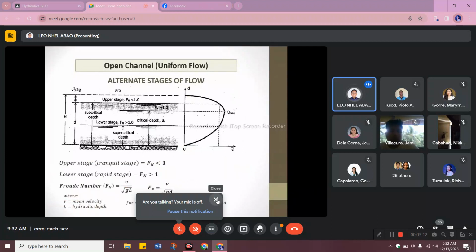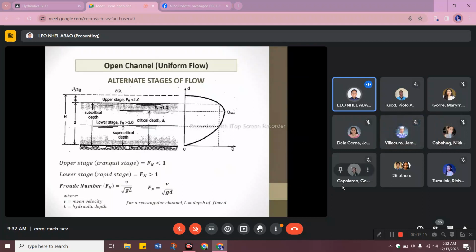So first, we have the upper stage, known as the tranquil stage. When we say tranquil stage, it means the flow is calm. So since it is calm, the Froude number Fn, or sometimes written as N sub F, is less than 1. For the lower stage or the rapid stage, Fn is greater than 1, where the Froude number is calculated as the mean velocity over the square root of G times L. Now, for a rectangular channel with depth of flow D, our formula becomes the square root of GD.